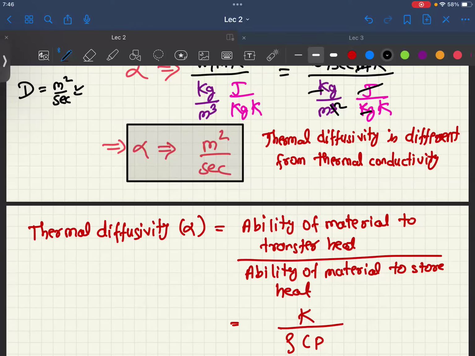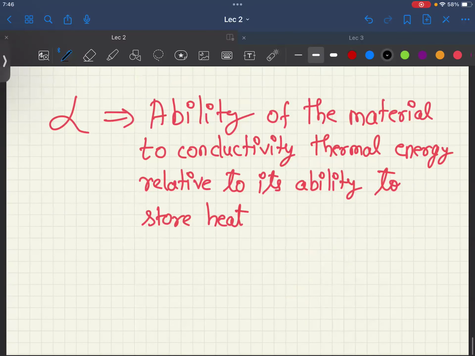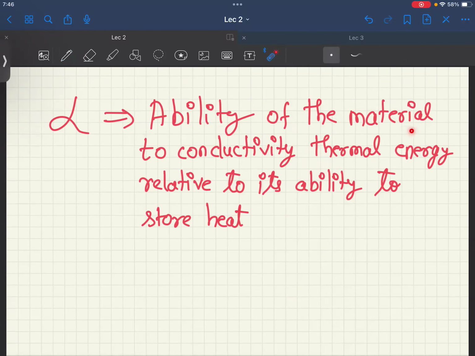From here you can see. Yeah. So again I have written here alpha is nothing but ability of material to conduct thermal energy relative to its ability to store heat. Right? To conduct the thermal energy. Okay. किसी को कुछ डाउट इसमें? या नो डाउट? No, no, sir.